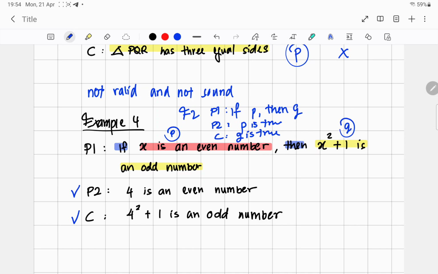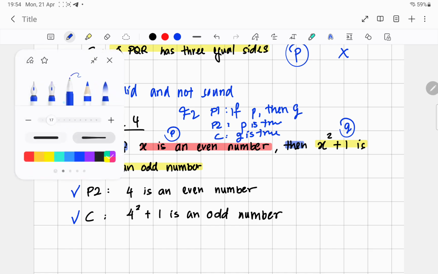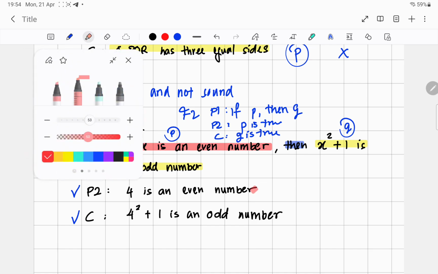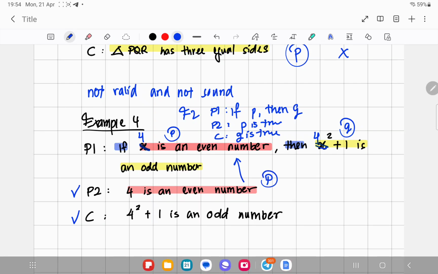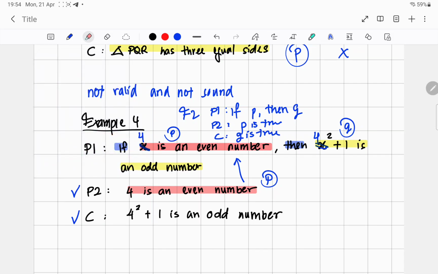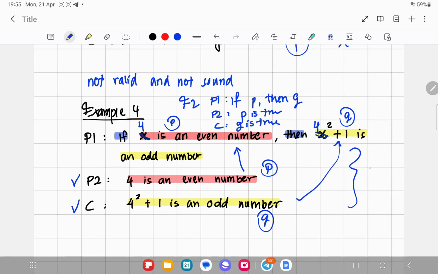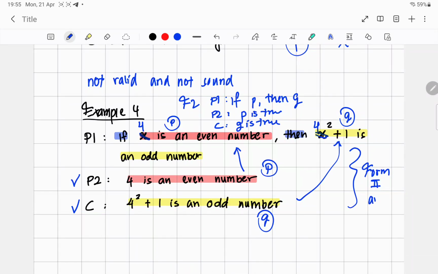Okay, so see premise 2. Is premise 2 talking about the red color P? 4 is an even number. They talk about an even number. The x here you can change to 4. So this is talking about P, the red color one. Then look at your conclusion. Do you have 4 squared plus 1 is an odd number? Of course you have it here. So this is your Q. So this whole argument is a form 2 argument, so this is a valid argument.